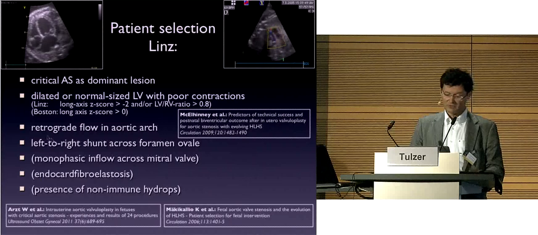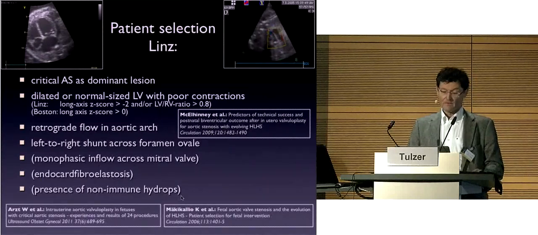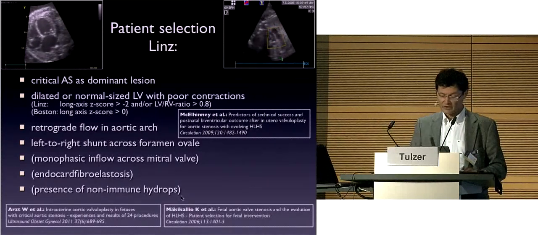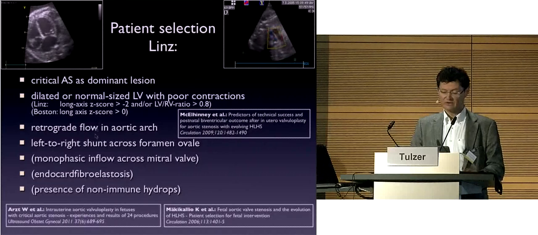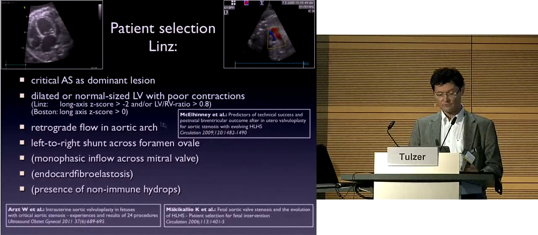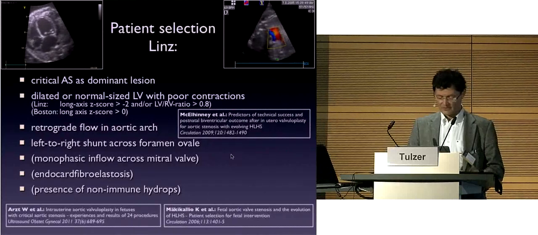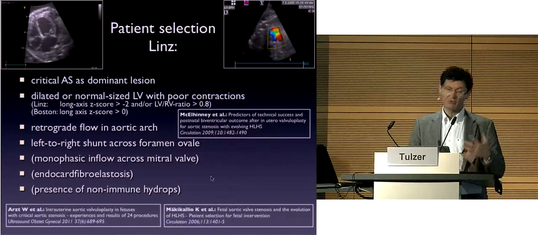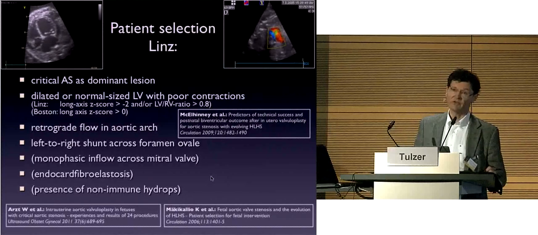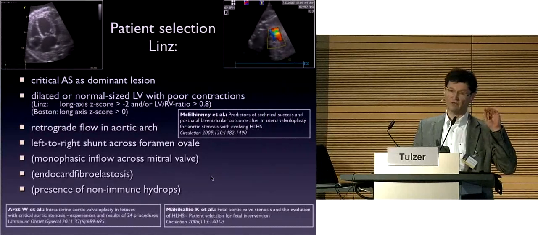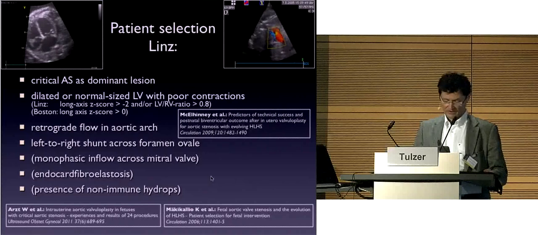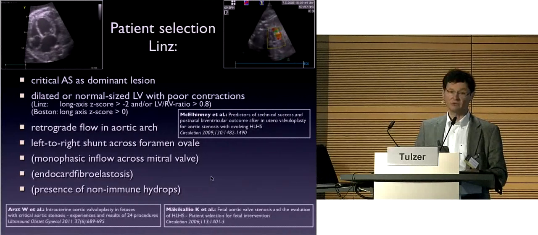Most of them have monophasic inflow, EFE, plus minus non-immune hydrops. And if these criteria are present, retrograde flow, left to right shunt, and this EFE, it has been shown by the Boston group in a large series that they had a 100% probability of having a univentricular circulation after birth.